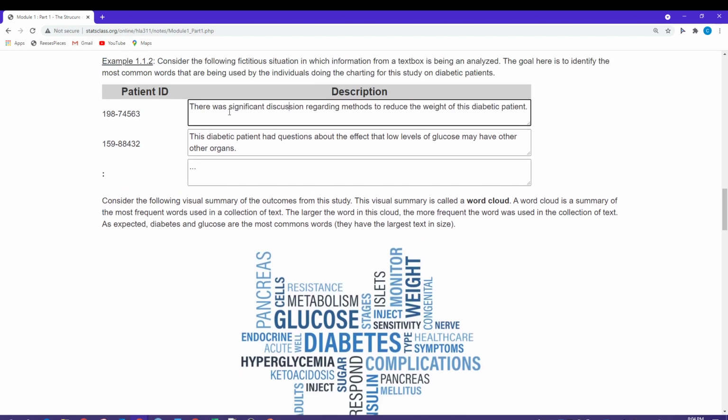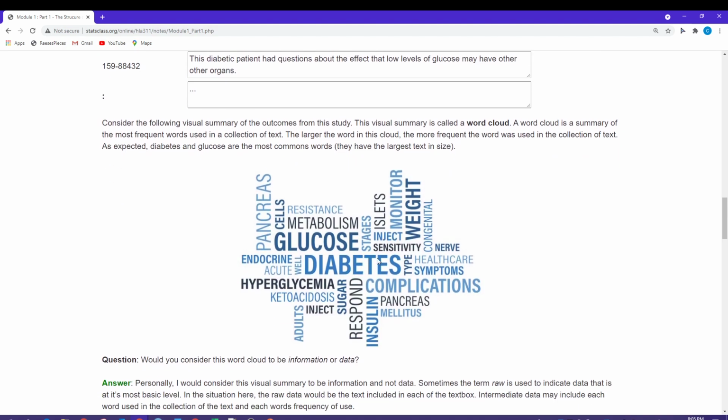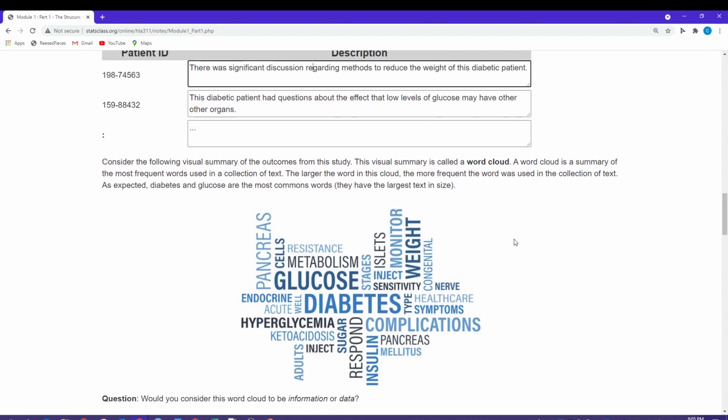So here, if I'm reading through these, I can see that diabetic here has been identified. Diabetic has been identified again in this text box as well. So if this study is about diabetes, I would expect that diabetic or diabetes would show up a lot in these text boxes when we're doing our charting for this study. And indeed, that's the case. So the bigger the word here in this word cloud, the more frequently that shows up in that collection of text.